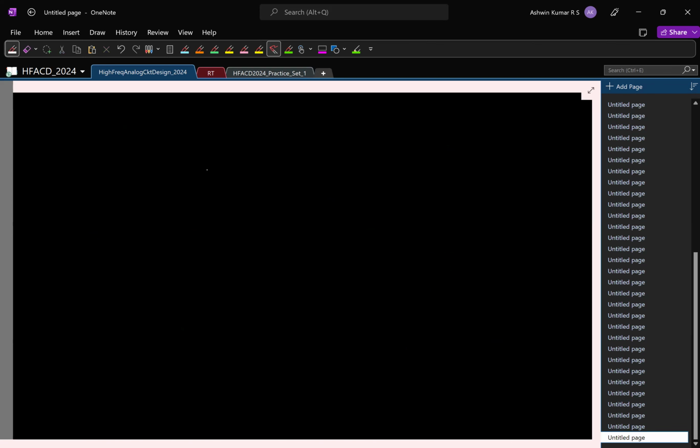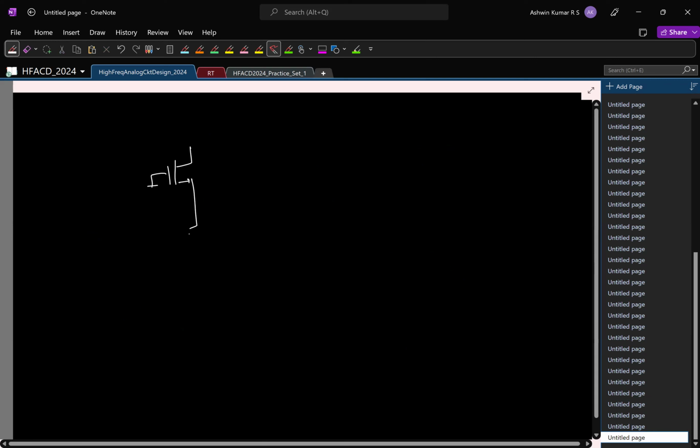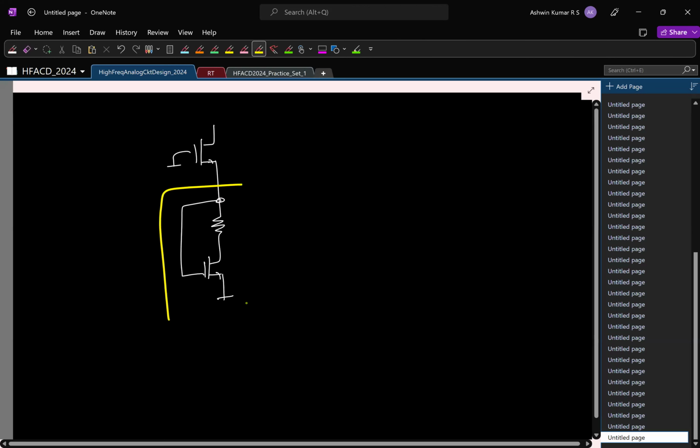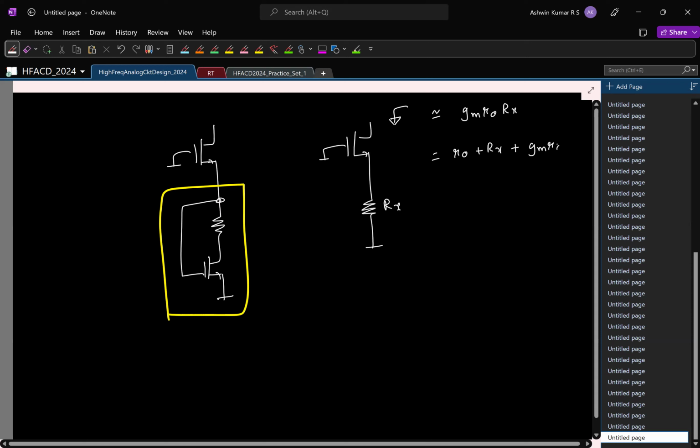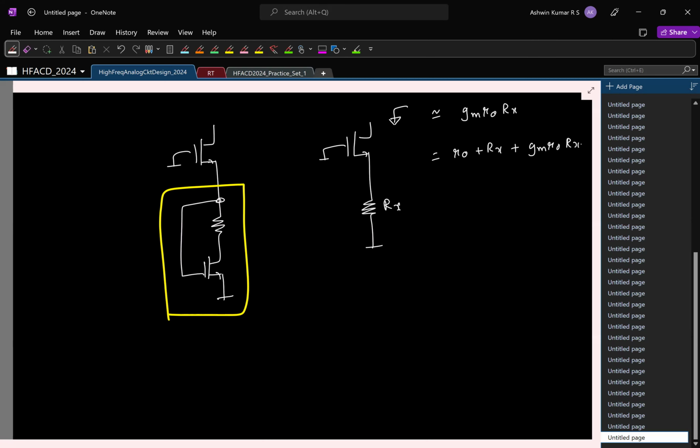And another thing was this, where something like this was given. So how do you solve this? Basically, again, this is a resistor. It's a common gate, but this is, let us say, Rx. What is the resistance looking here? This is a cascode. So you just use the approximate expression, gm R naught times Rx. You should always remember the exact expression and understand when it can be approximated. It is good to make approximations, but it is crucial to know when the approximations are valid.